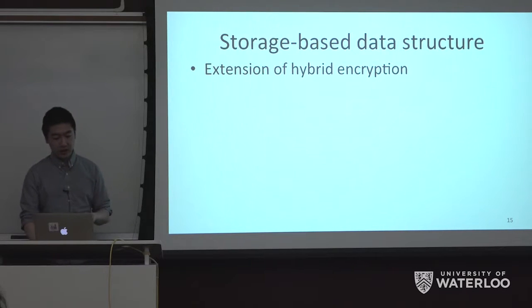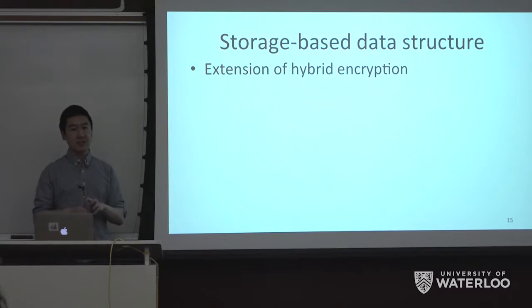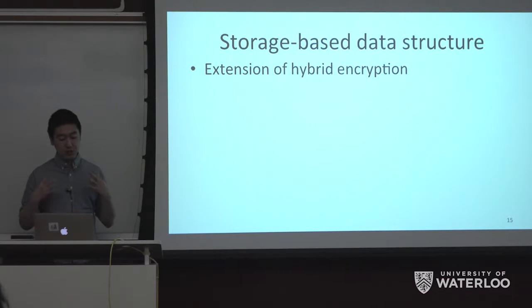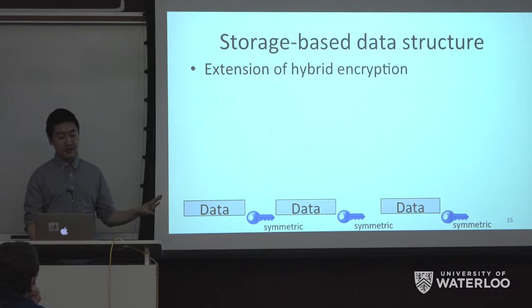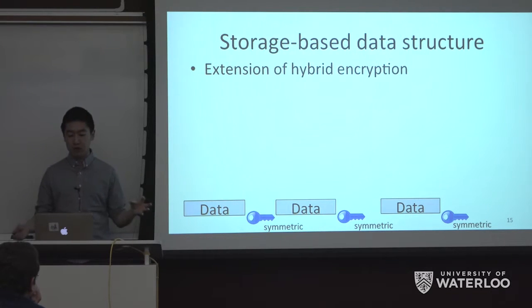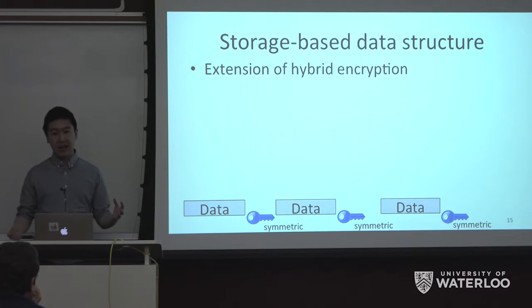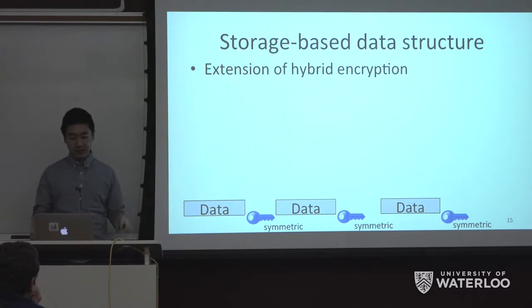Cool. So now I'll talk a little bit about this extension of hybrid encryption, which we call storage-based data structures. Our goal is to place more data under one metadata block. So we do more symmetric encryption and can store more data for one single metadata block that's ABE encrypted. In this case, let's say we have a bunch of data blocks that fall under the same tags. For example, a user might want to store a month's worth of data under the same tags.